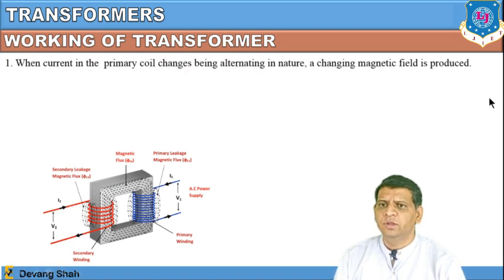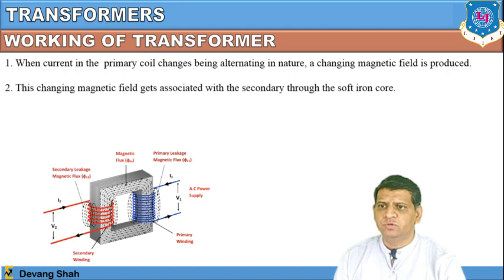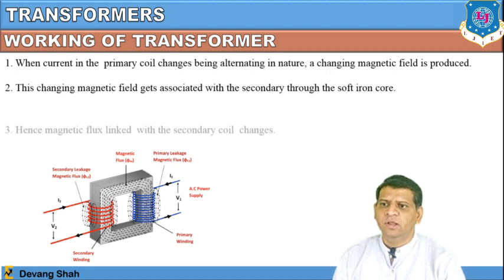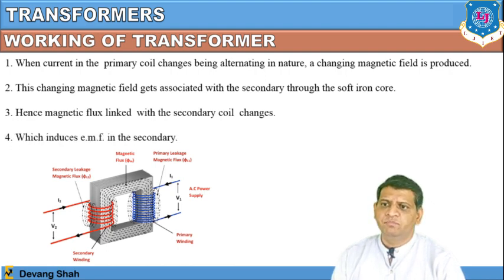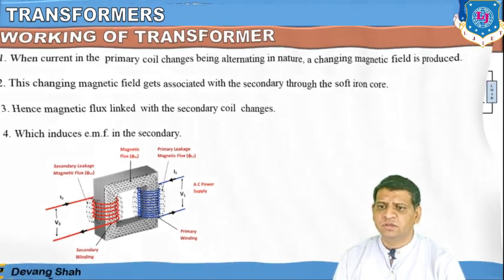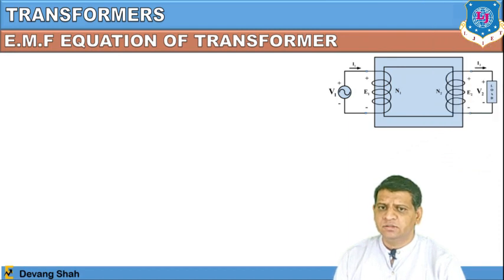which we define as electromagnetic induction using Faraday's law. When the current in the primary coil changes, being alternating in nature, a changing magnetic field is produced. This changing magnetic field gets associated with the secondary through the soft iron core, and hence the magnetic flux linked with the secondary coil changes, which induces E.M.F in the secondary coil. This is the basic principle behind the transformer, based on Faraday's law of electromagnetic induction.